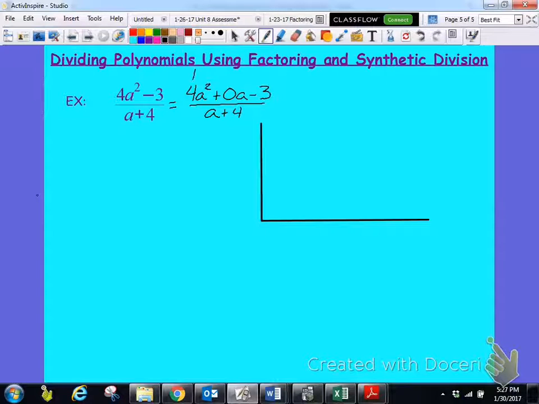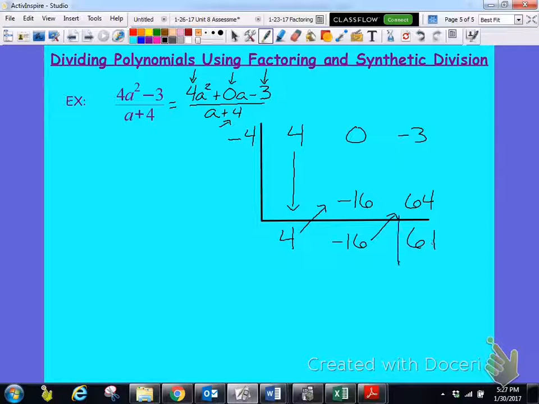So I fill in my coefficients. 4, 0, negative 3. And I take the opposite, so a positive 4 will give me a negative 4 out front. Now I begin my process. I bring down my 4. 4 times negative 4 is negative 16, so I bring that over. 0 minus 16 is negative 16. Negative 16 times negative 4 is a positive 64. And now negative 3 plus 64 is a positive 61, and that's my remainder.